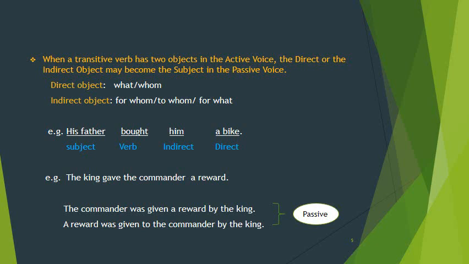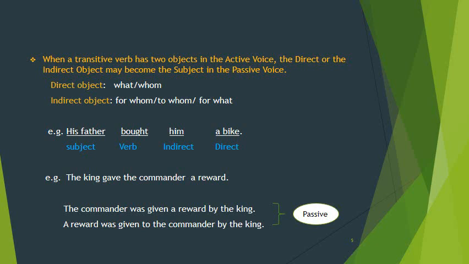For example, his father bought him a bike. Here, his father is the subject, bought is verb, him is indirect object, and a bike is a direct object.